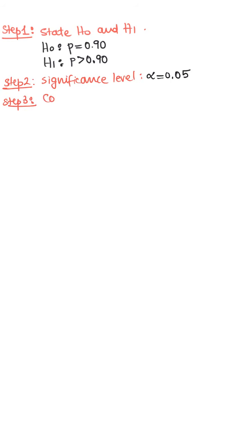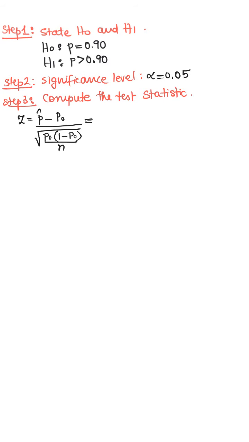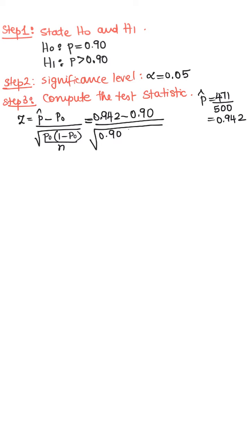Step 3, compute the test statistic. The sample proportion P cap is 471 divided by 500, that is 0.942. So use that value 0.942, and P naught is 0.90, and n is 500. The test statistic is equal to 3.13.